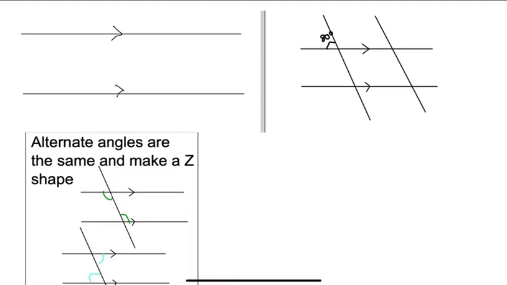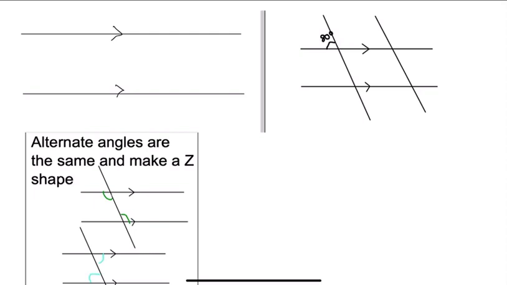Hello, it's Paige Green at Paige Green's Tutoring, and today we're going to be looking at angles on parallel lines, specifically alternate angles. This is going to be a series of videos again, which focuses on angles on parallel lines.